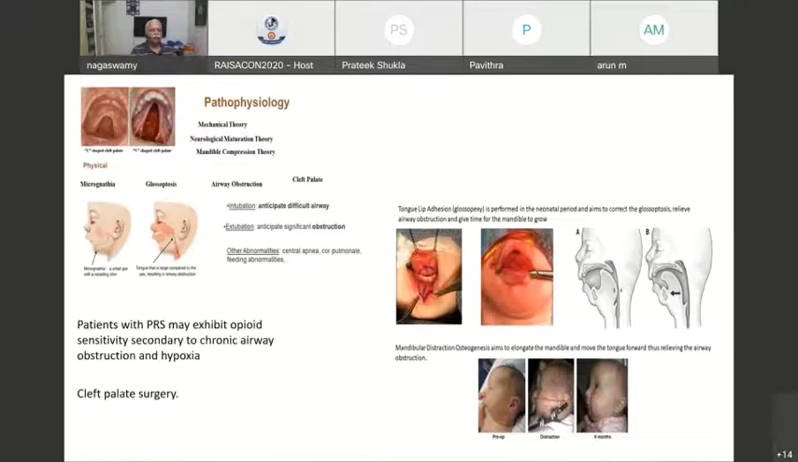So these patients may come for cleft palate surgery. They exhibit very severe opioid sensitivity. So if these cases are being done, rely mostly on paracetamol and local blocks. Don't go for opioids, so that you can avoid respiratory depression or difficulty post-operatively. Sometimes they may require radiological or magnetic resonance imaging for this last procedure of mandibular distraction.